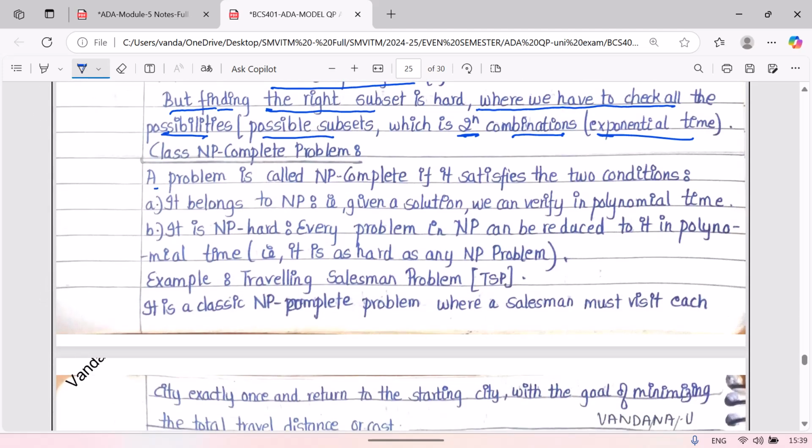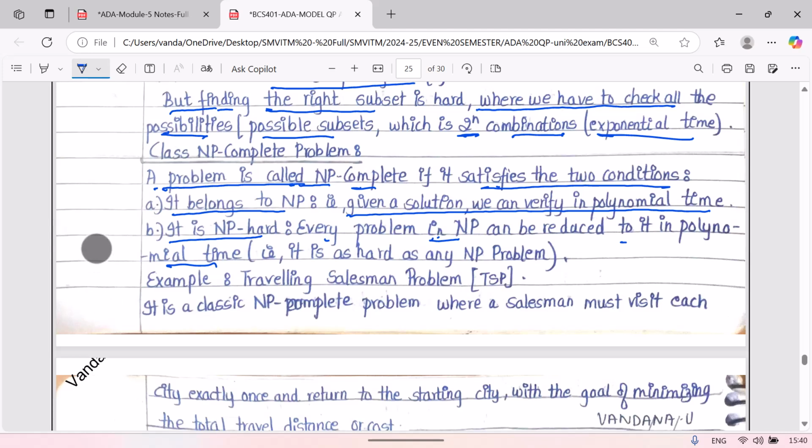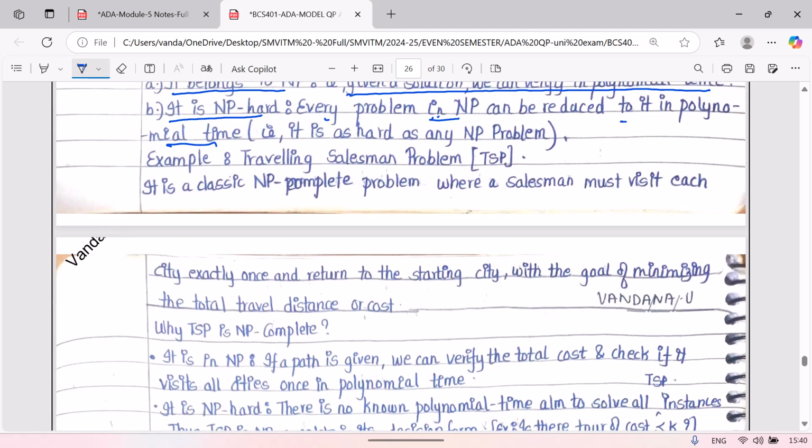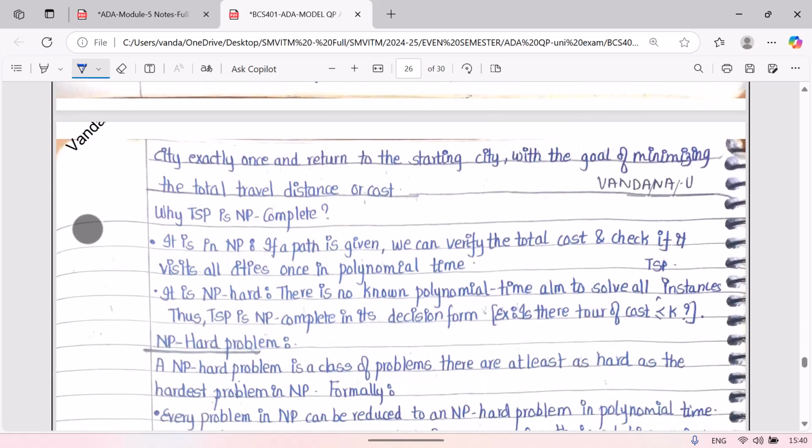So before that, let us look at this. A problem is called NP complete if it satisfies two conditions. One is it belongs to NP, that is, a given solution can be verified in polynomial time, and it is NP hard. Every problem in NP can be reduced in polynomial time and then it can be solved. The example that I've given here is the traveling salesman. Why is traveling salesman NP complete?